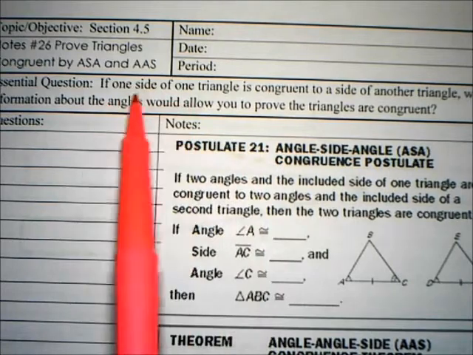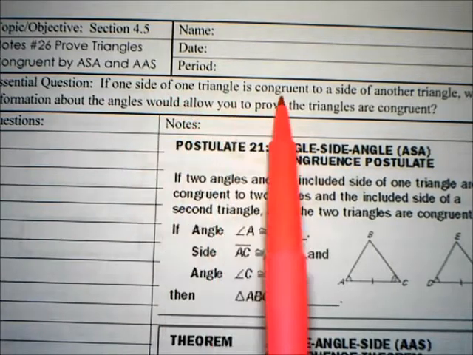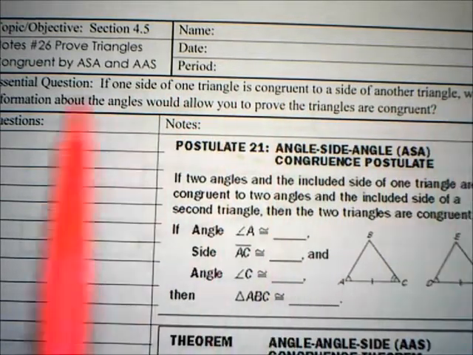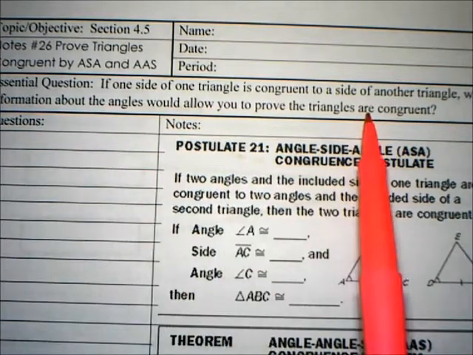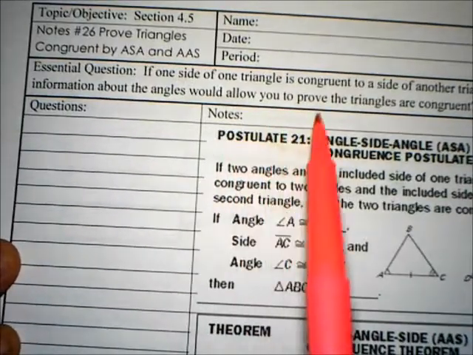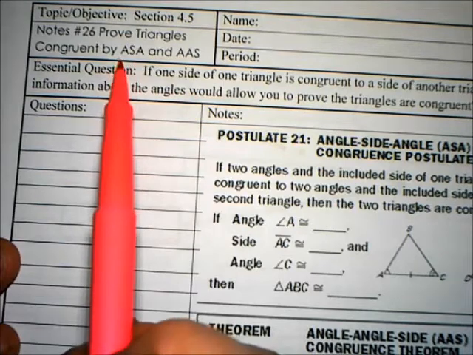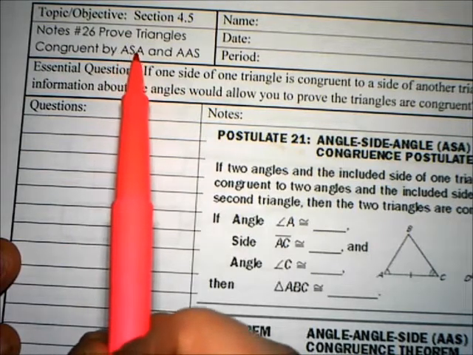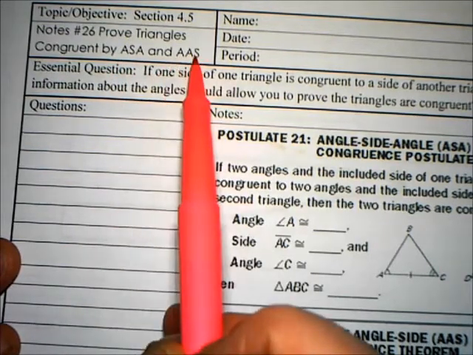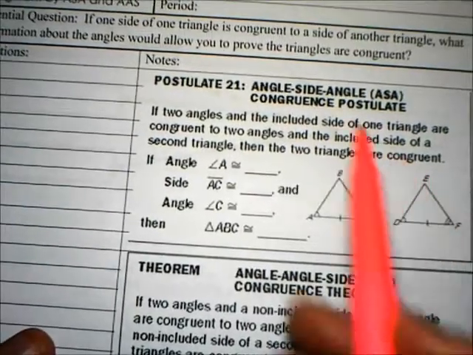Here's your essential question. If one side of one triangle is congruent to a side of another triangle, what information about the angles would allow you to prove the triangles are congruent? The answer is to have angle side angle, or to have an angle angle side.